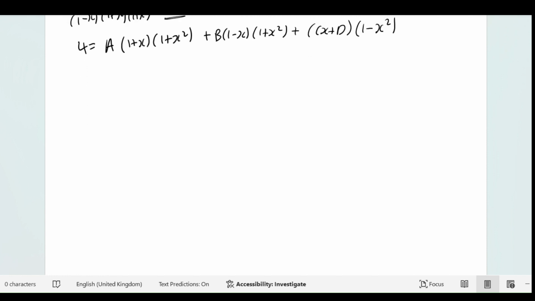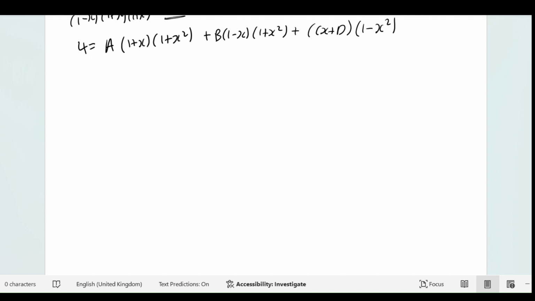Once we've done this, there's two ways to find the coefficients A, B, C, and D now. One is equating the coefficients, but what I'm going to do right now is just sub in random values, because 1 is quite a nice term to use, so I'm just going to sub in random values of x to equate these coefficients.